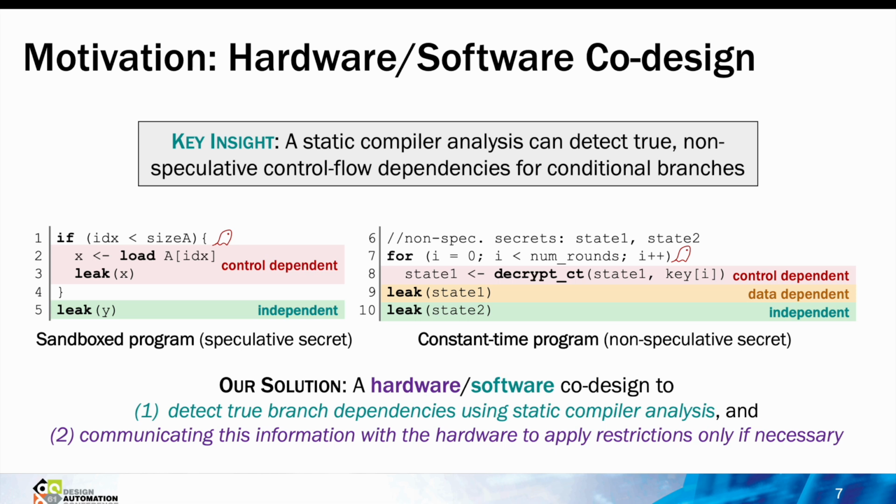Based on these key insights, we propose a hardware-software co-design that first uses a static compiler analysis to detect true branch dependencies and then communicates this information to the hardware in order to apply restrictions only if necessary.